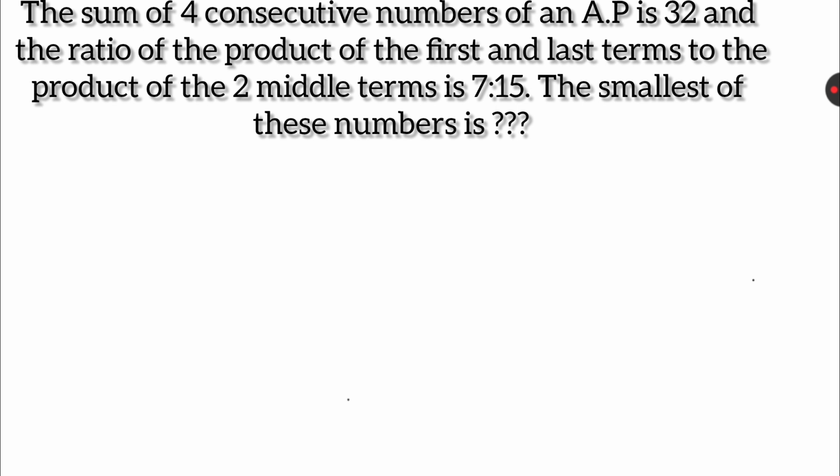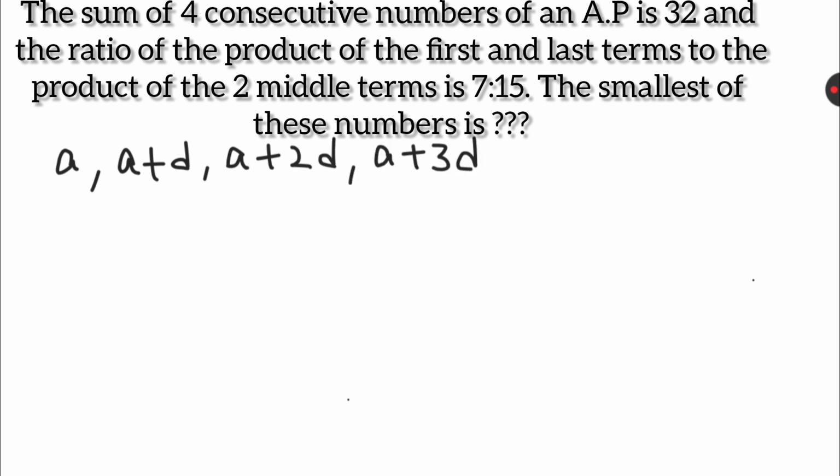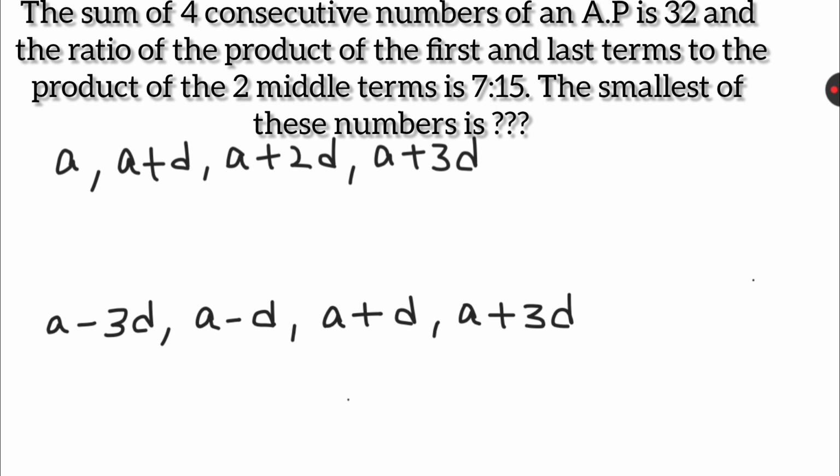Here we can take 4 consecutive numbers in two different ways. Either you take a plus d, a plus 2d, a plus 3d, or you can take a minus 3d, a minus d, a plus d, a plus 3d. Both methods will give the same result. I will show you both ways. You can follow whichever you find easier. First, start with the first method.